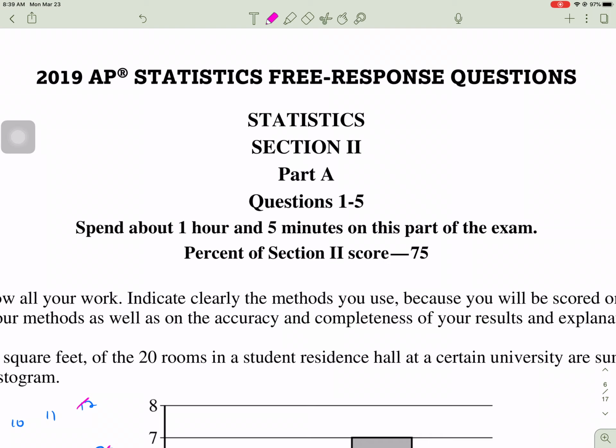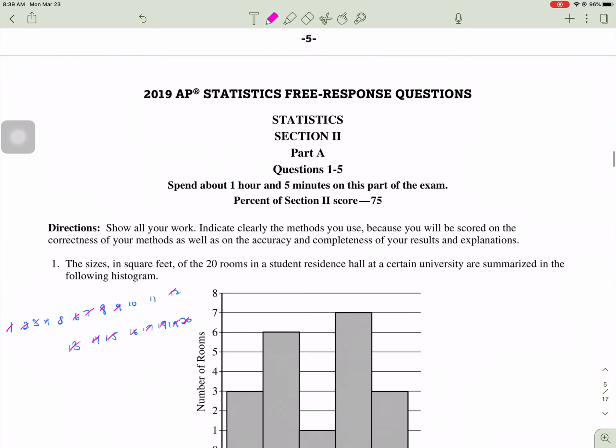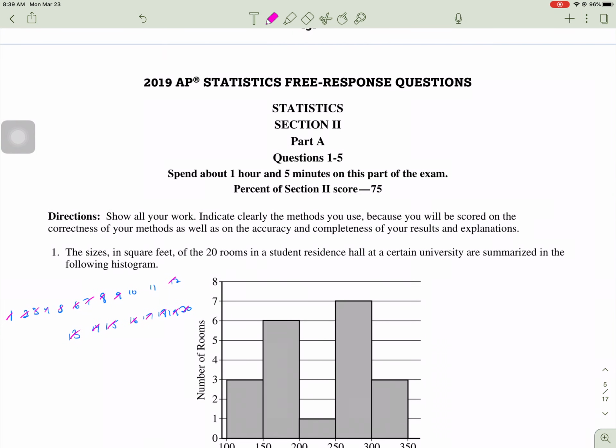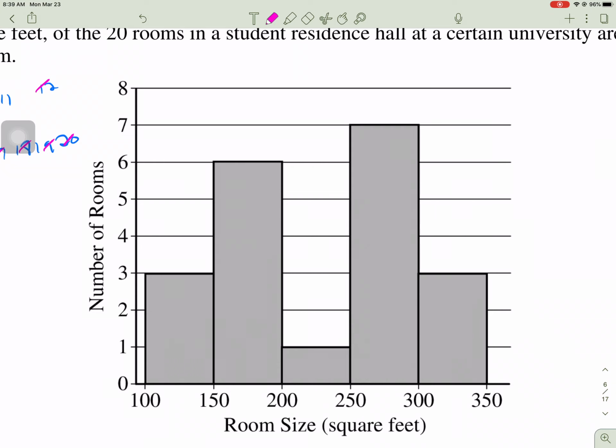So this first problem here, nice, describing a distribution problem. Let's hope for one of these for our 3 questions. The problem tells us the size in square feet of 20 rooms in a residence hall at a certain university are summarized in the histogram below. So you take a look and you can see it.